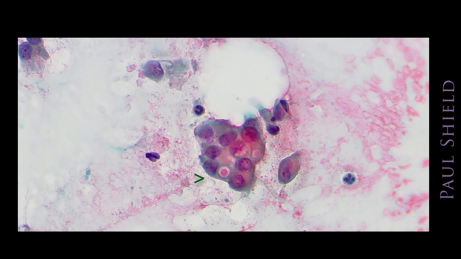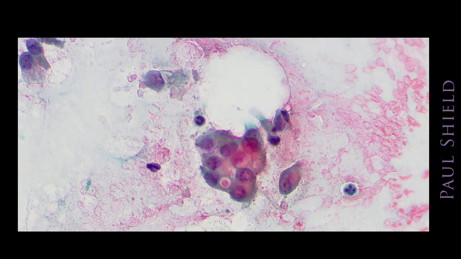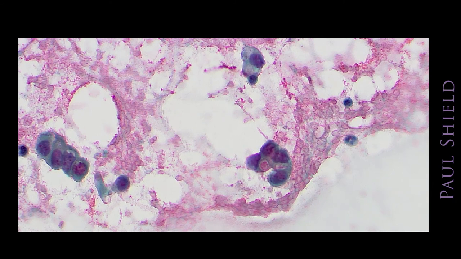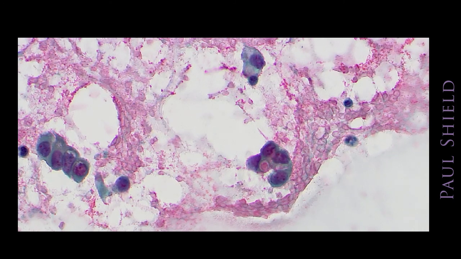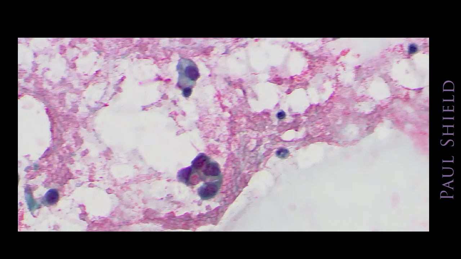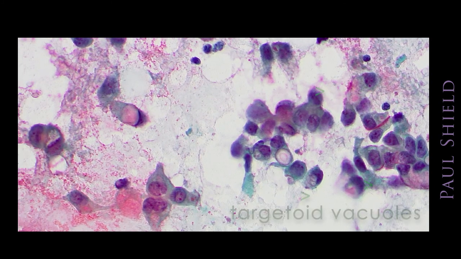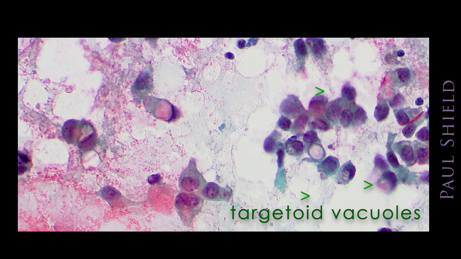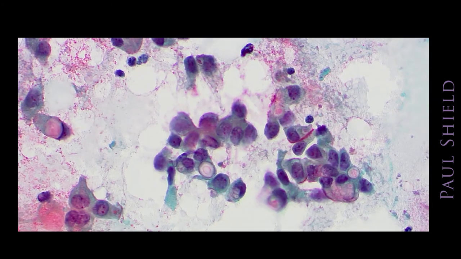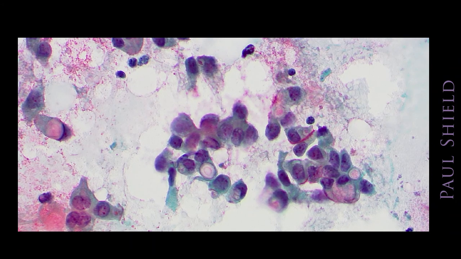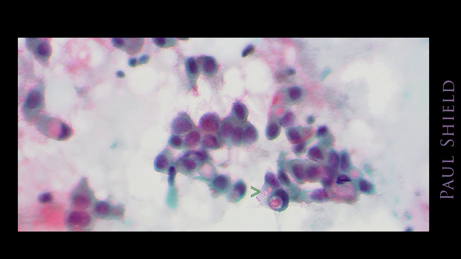This is an example of vacuolation, and these are called targetoid vacuoles, or some people call them intracytoplasmic lumens. So these are punched out round vacuoles, often seen in well differentiated adenocarcinomas, and they have a small blob of material inside the vacuole, forming like a target shape. And you can see them here.